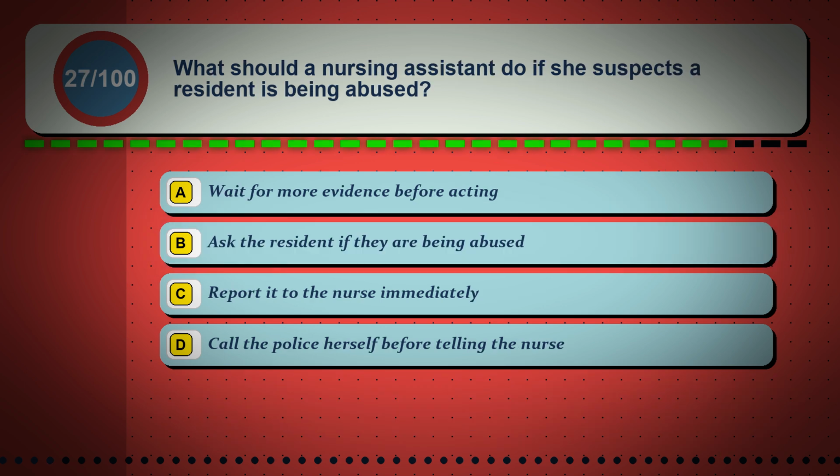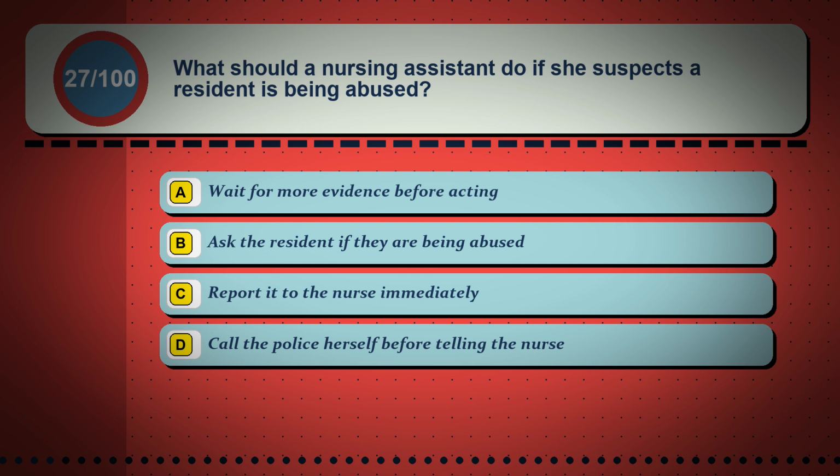Question 27. What should a nursing assistant do if she suspects a resident is being abused? Option A, wait for more evidence before acting. Option B, ask the resident if they are being abused. Option C, report it to the nurse immediately. Option D, call the police herself before telling the nurse.